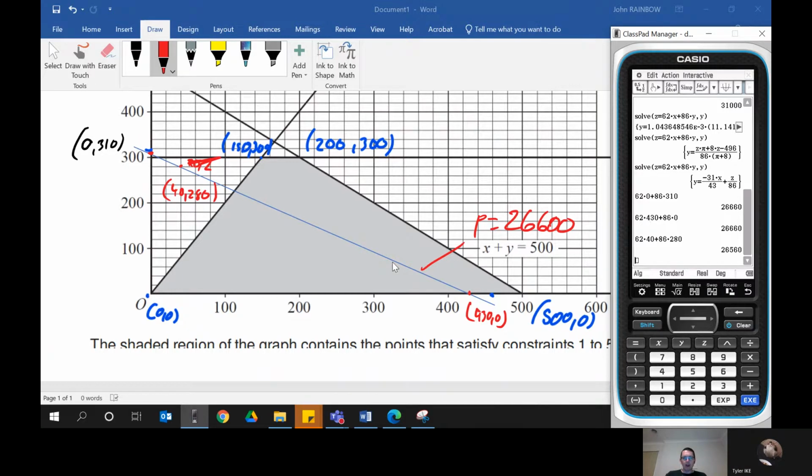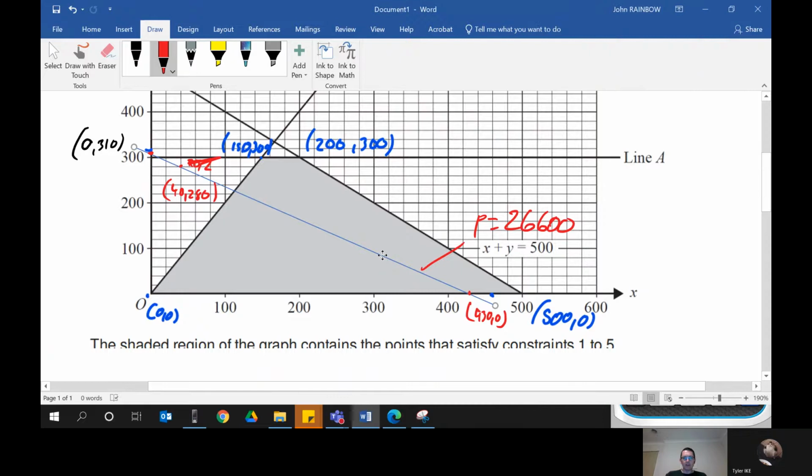But if you think about it, if I now move this line up, keep the gradient the same, I now have a higher profit. Because now I'm putting in more X and Ys, right? As I move it down past that point, I'm getting less of a profit. But everything along here gives me the same profit amount.